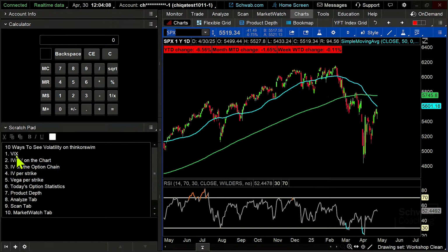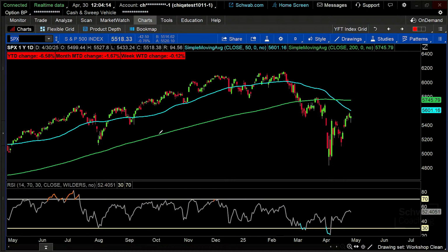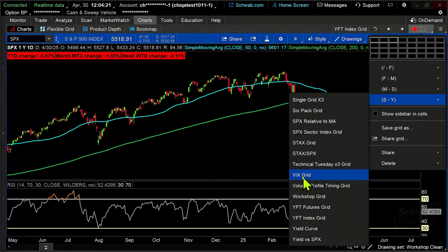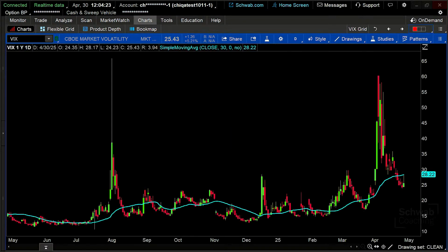And the number one first way that we're going to look at volatility is we're going to look at the VIX, the volatility index. So I'm going to pop over here. I'm going to open up a chart and I'm going to take a look at the VIX. This is the volatility index of the S&P 500.